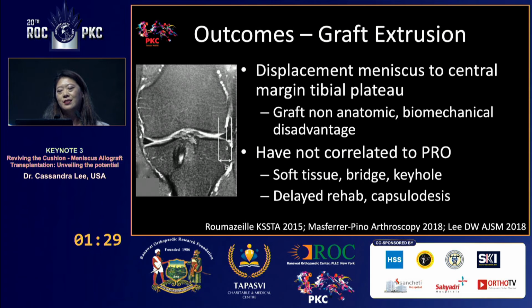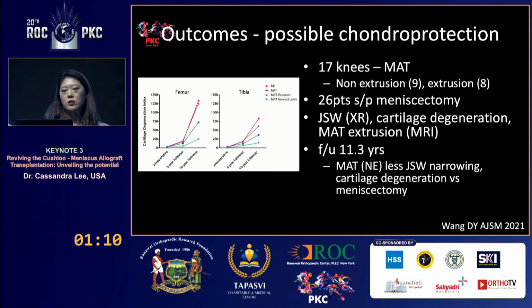Interestingly enough though, this has never been correlated to PROs, in terms of how patients do. And in terms of soft tissue grafts, grafts with bone plugs, grafts with bone troughs, there's no difference in extrusion. Even if you delay rehab, change it, do a bunch of capsulodesis, everything fancy to get that meniscus to stay in place, there's no difference. So stay tuned, we don't know what the answer is.